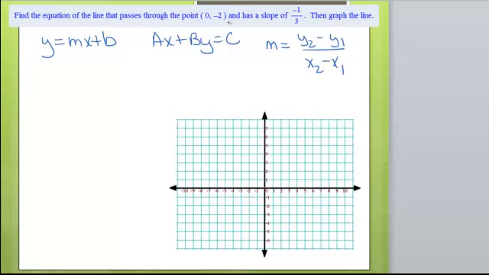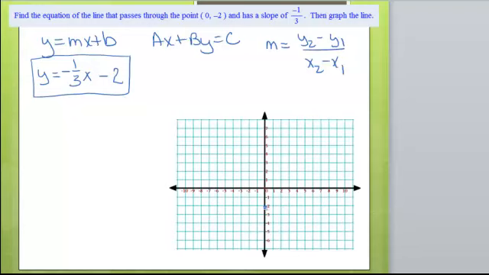Well, this point right here is (0, -2). That is a y-intercept. So b would actually end up being -2. So y equals something x minus 2. Well, what is your m? It's telling us that it has a slope of -1/3. So that's what goes here. So you just found the equation of the line. We just need to graph it.